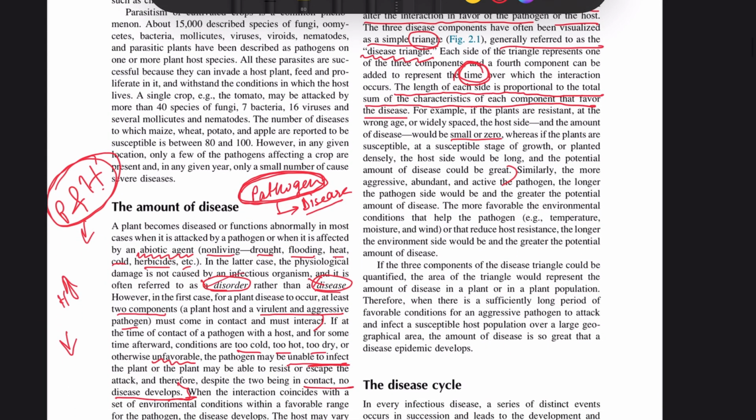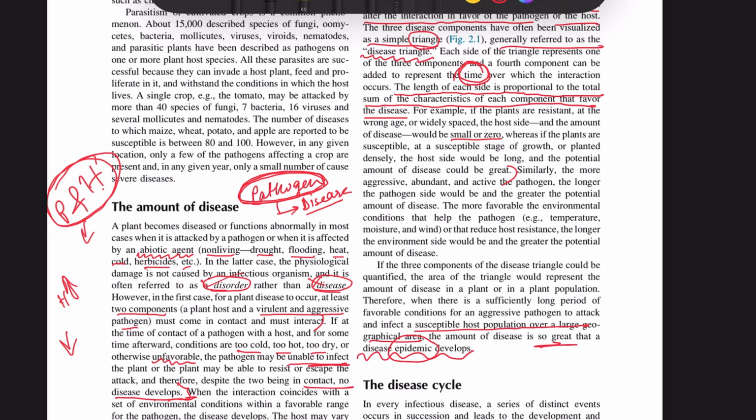If the three components of the disease triangle could be quantified, the area of the triangle would represent the amount of disease in a plant or in a plant population. Therefore, when there is a sufficiently long period of favorable conditions for an aggressive pathogen to attack and infect a susceptible host population over a large geographical area, the amount of disease is so great that a disease epidemic develops.